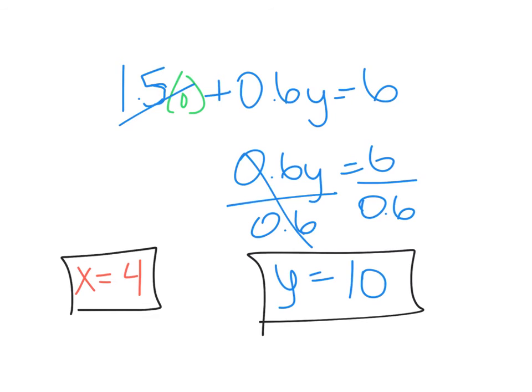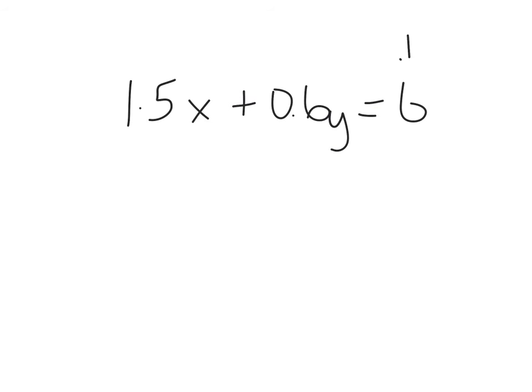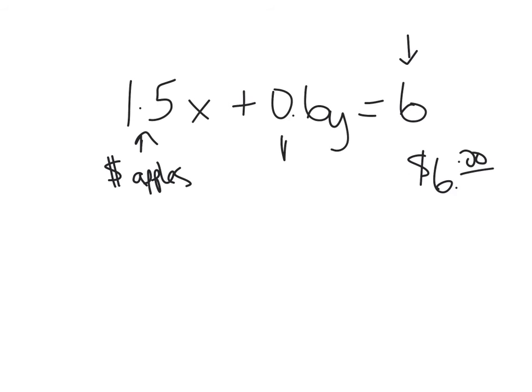So let's interpret this since it's a word problem. We knew 1.5x plus 0.6y equals 6. What was the 6 talking about? What did that represent? Look at your books. How much money you have. Remember it said you could start with $6. 1.5 represented what? The cost of apples. The 0.6 represented the cost of bananas.